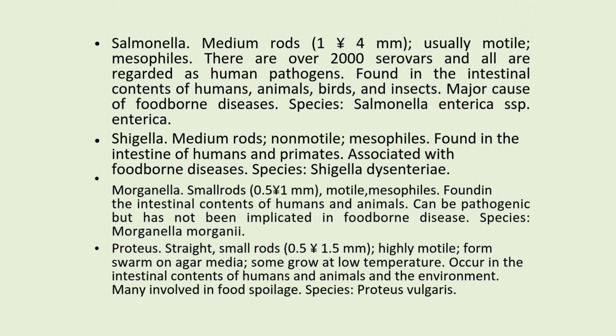Next is Shigella. These are medium rods, non-motile and mesophilic. They are found in the intestine of humans and primates and are associated with foodborne diseases. Example species is Shigella dysenteriae.